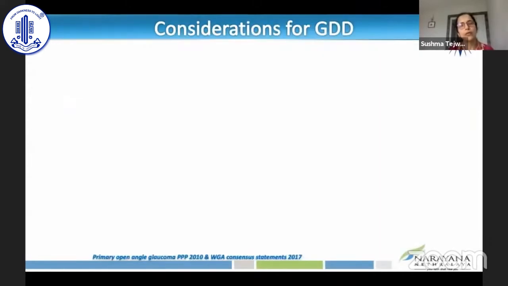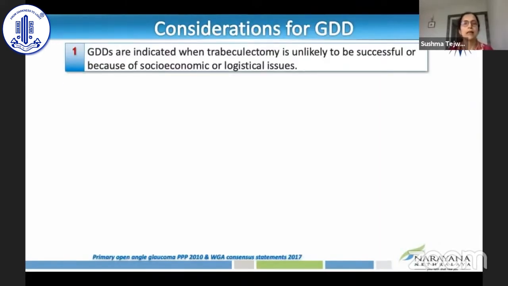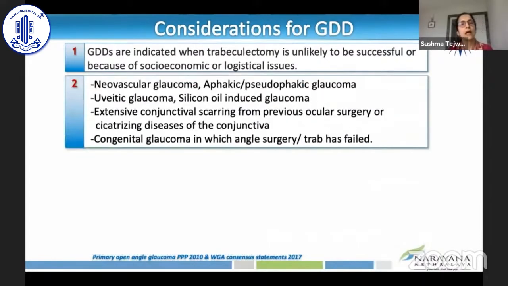Well, when do you consider glaucoma drainage devices? They are indicated when trabeculectomy is unlikely to be successful because of socioeconomic or logistical issues. Certain glaucomas where they are used as a primary surgery are neovascular glaucoma, aphakic or pseudophakic glaucoma, uveitic glaucoma, or silicone oil induced glaucoma, or patients where you have a lot of surgeries done earlier and there is a lot of conjunctival scarring.